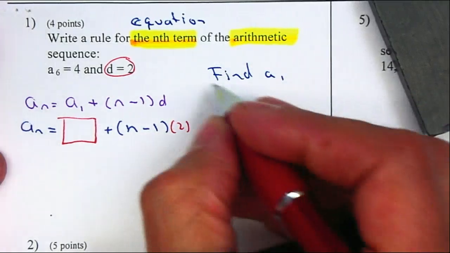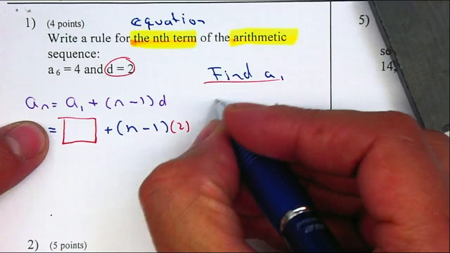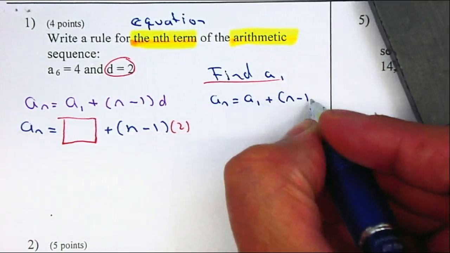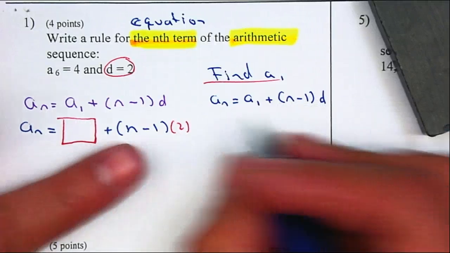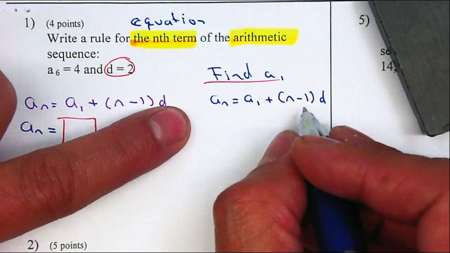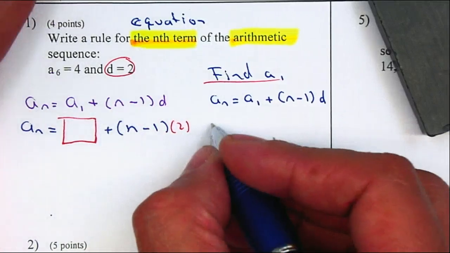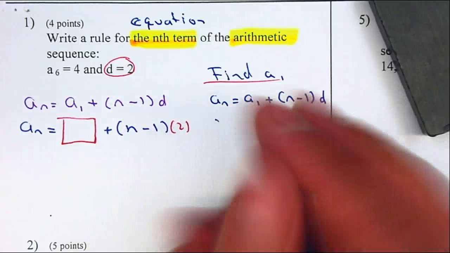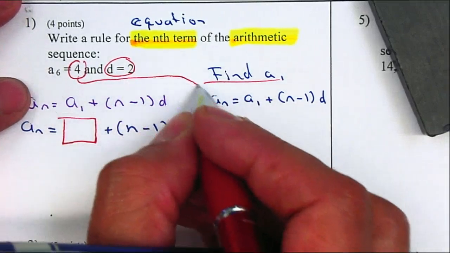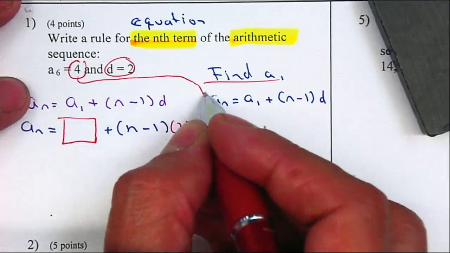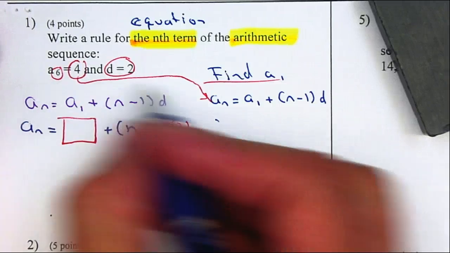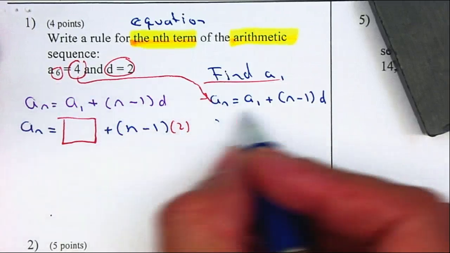To find a sub 1, I'm going to have to use the same equation. A sub n is equal to a sub 1 plus n minus 1 multiplied by the difference. Remember that you have to memorize them, so try to write it down without looking at your notes and then compare. I'm going to plug in the information that they give me. I'm going to use this sixth term. The 4 will be the actual term. You can think of it as your y, and the n will be the 6. 4 will be your y, 6 will be your x.